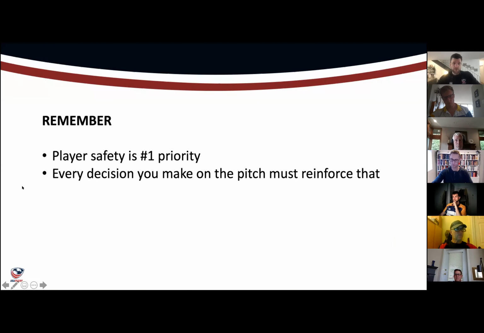That's a pretty simple kind of ask, but if you go out on the pitch and know my job in applying the head contact process is to have the safety of the players as my number one priority, you are more likely to make the correct decision than if you go into the game thinking, oh, I've got to apply a crazy set of frameworks to what I'm seeing in front of me.